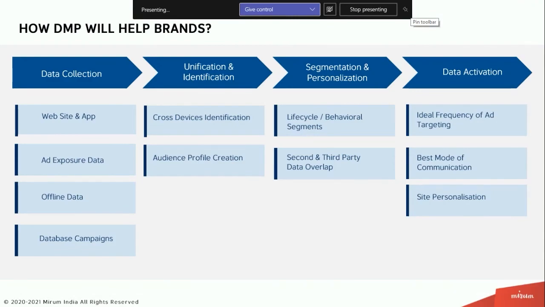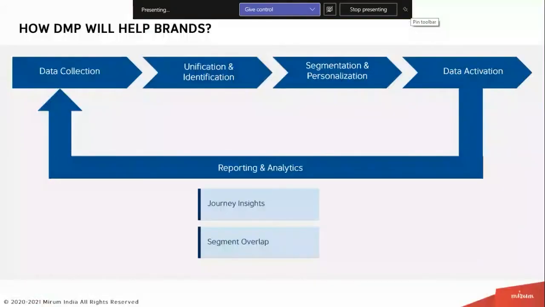Going back to the slides, we have seen the activation part. We also looked at the journey insights and the segment overlap part, and that's the reporting and analytics module of the DMP. And it's an agile method, right? We collect data, unify it, create segments, activate that data, capture that activated data again based on reporting and analytics, and the entire cycle follows.